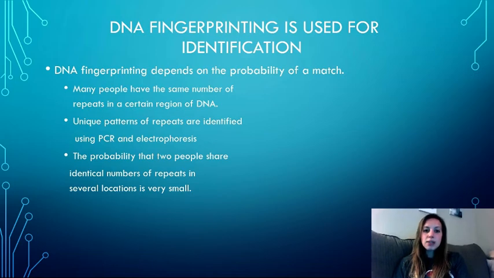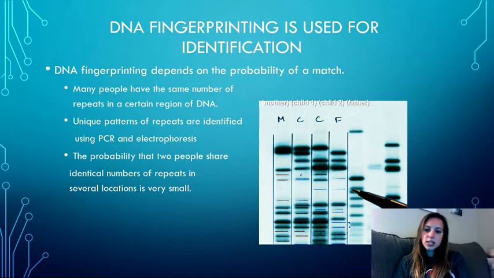So there are some times that you have the same area that looks the same between people, but the probability that 2 people share identical numbers of repeats in several locations is very small. So maybe in one location you have the same number of repeats, but for you to have the same number of repeats between a lot of locations is pretty low. So you can see some banding patterns there. You see the mother, child 1, child 2, and the father, and you can see how child 1 and the mother have a similar pattern up there at the top, and then how child 2 and the father have a similar banding pattern at the top.